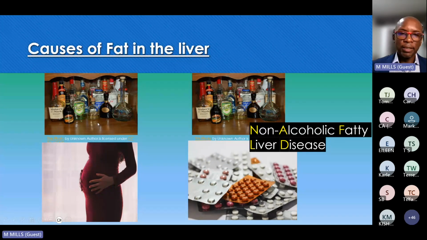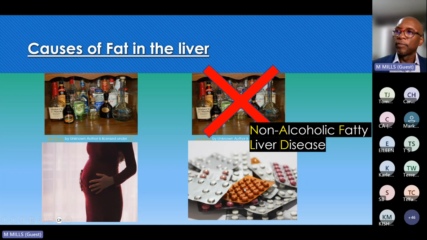Most times when you have fat in the liver, we ask about alcohol, because excess alcohol consumption can cause fat in the liver. Pregnancy can cause fat in the liver. There are certain medications which can cause fat to accumulate in the liver. And then there's the condition we're focusing on today, called non-alcoholic fatty liver disease. So any individual who does not consume a lot of alcohol, who has fat in the liver, is not pregnant, and is not taking medications, we say they have non-alcoholic fatty liver disease.